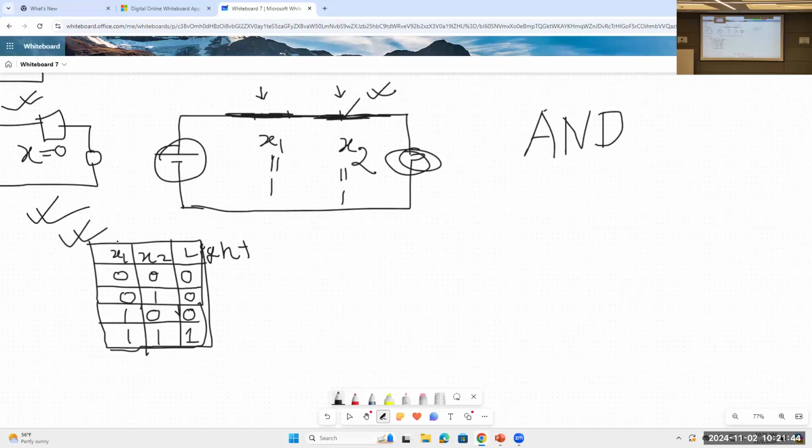This table is called a truth table. I'll come to the truth table later, but this table is a logic table. I think you can tell because there is logic: we are imposing some conditions. If x1 and x2 are equal to 0, the light will not glow. If x1 equals 0 and x2 equals 1, the light will not glow. We are setting different conditions, right? So this kind of function is called the AND function.